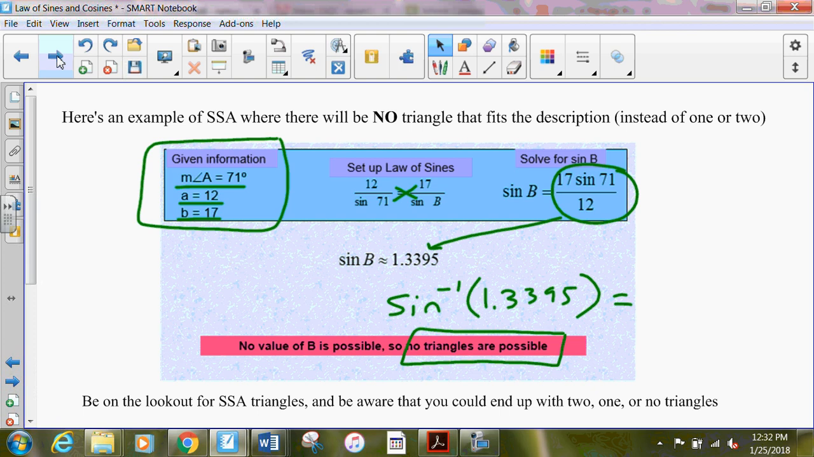And in the third one, just to reiterate, sometimes they're going to give us an angle side side, and we're going to do our best to set up our law of sines, and we're still going to end up empty-handed because no triangle exists with these dimensions. Okay.